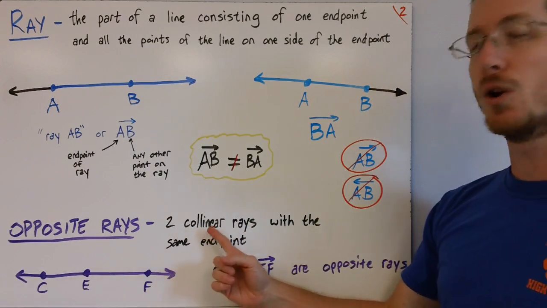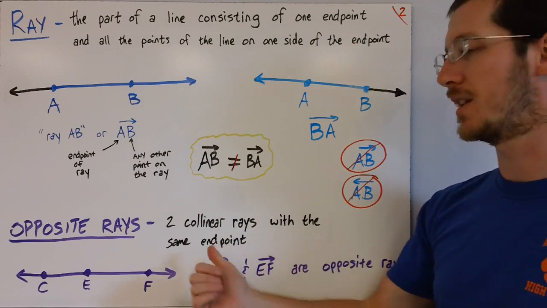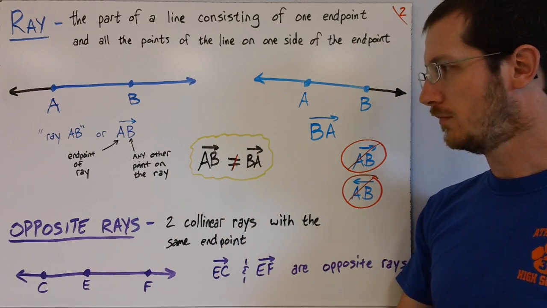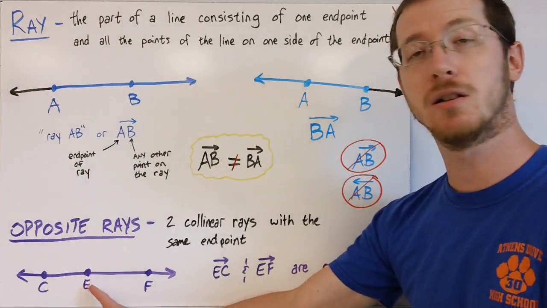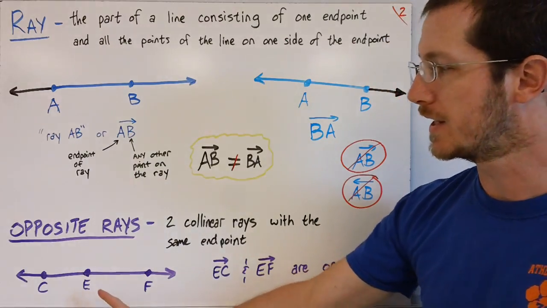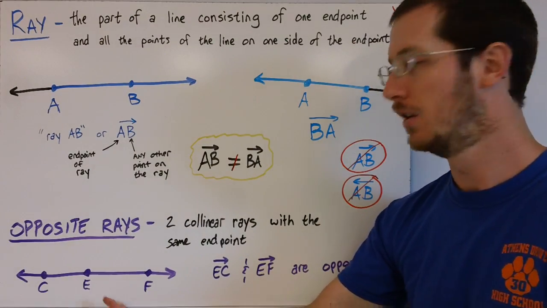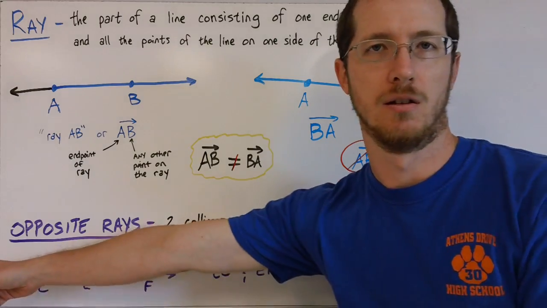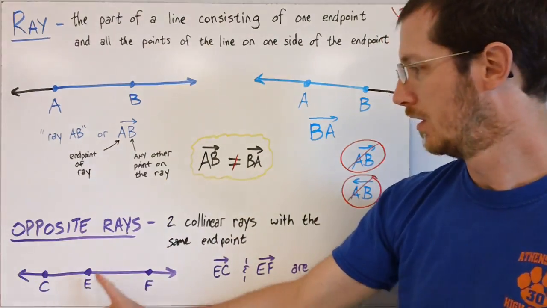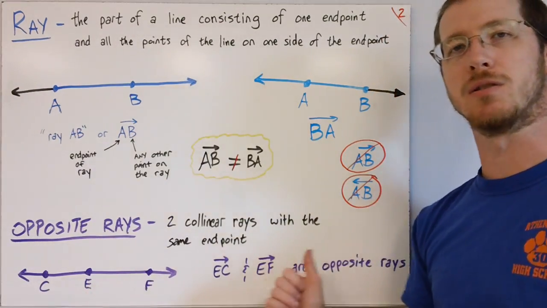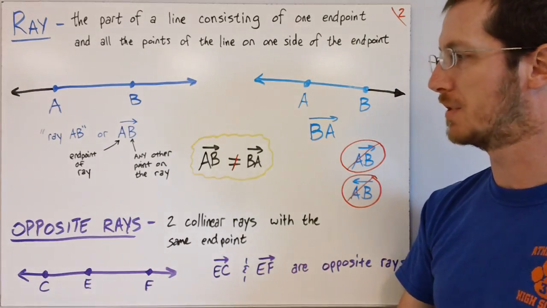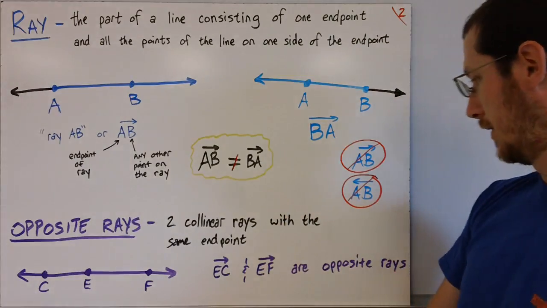Okay, our next term is opposite rays. Opposite rays are two collinear rays with the same endpoint. When you put opposite rays together, they look just like a line. So in this example, we've got ray EC and ray EF. Okay, EC starts at E, goes through C forever. EF starts at E, goes through F forever. Okay, opposite rays form a line.